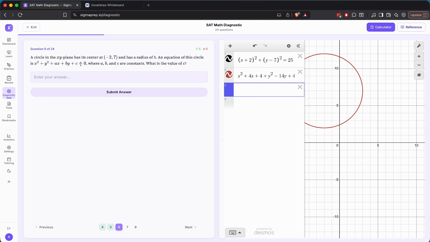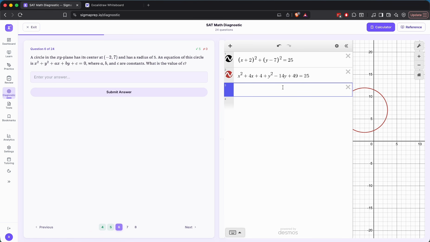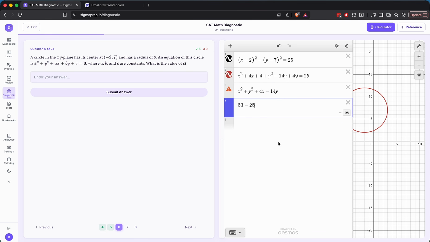And finally, what do we got to do? We just got to set it equal to 0, right? So if I write it the way they have, you see x squared plus y squared, and then it's going to be our ax, which is 4x, and then plus by, which is minus 14y. And then this is it. We got our c, which is 4 plus 49. That's 53. 53 minus 25, right? So we just do that. Just make sure we get our math correct. So 28 equals 0.